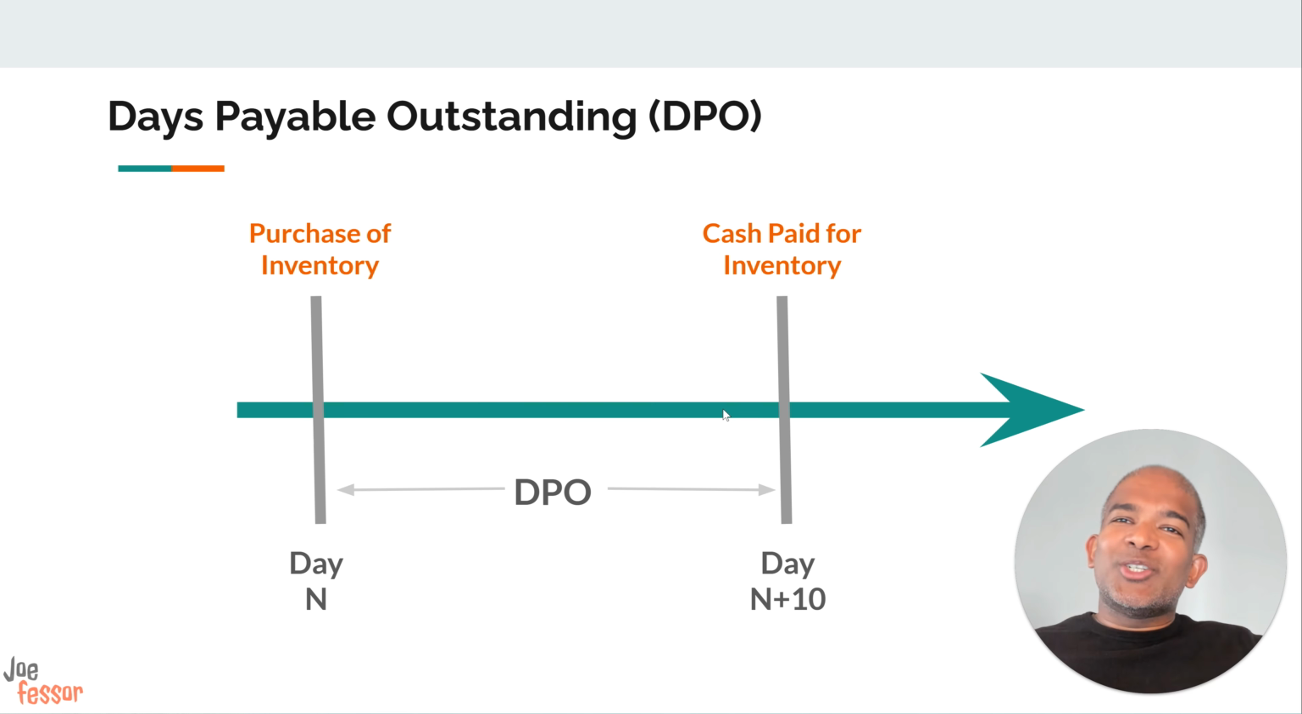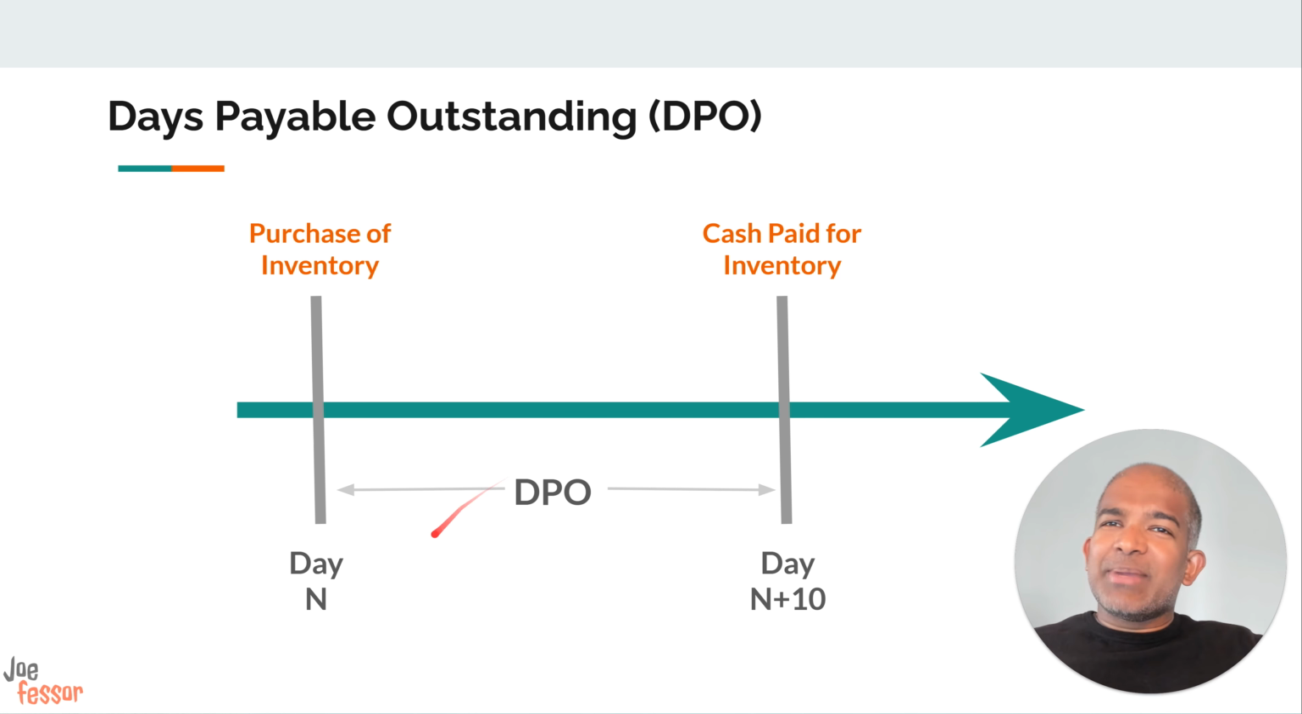Okay, finally, let's move on to Days Payable Outstanding or DPO. You might also hear this referred to as average payment period. Essentially, regardless of the name, DPO tells us the average number of days a company takes to pay its suppliers.